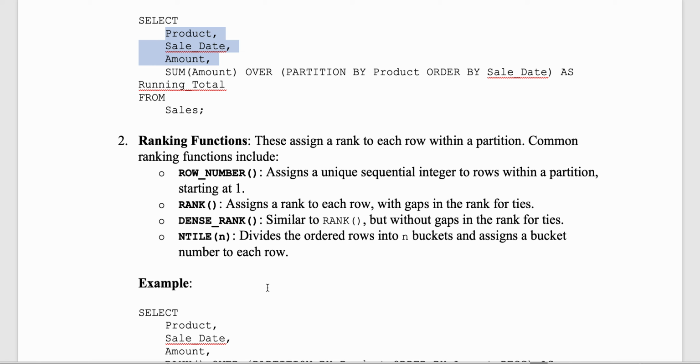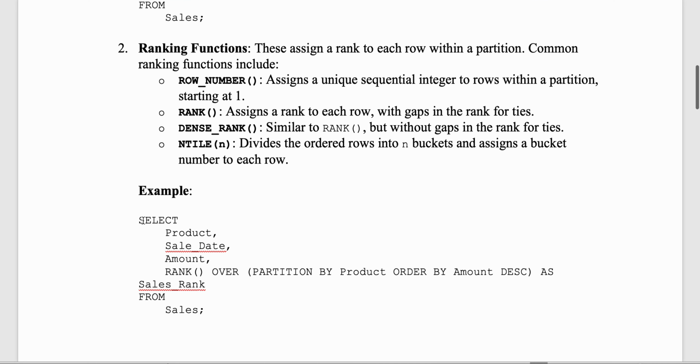Okay, then ntile. So ntile basically divides the ordered rows into n buckets and assigns a bucket number to each row. So basically it will divide into buckets, and then for each bucket it will assign a unique number. Okay, so we'll see by example, like select product, sale date, amount, rank. So here we want rank over partition by product. So we basically want, for each product, their sales rank, so we will assign the order by amount descending. So based on amount, and for each category of product, we want their rank, so we will use this query.